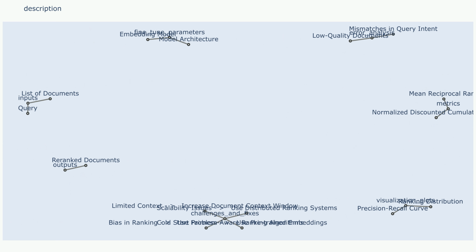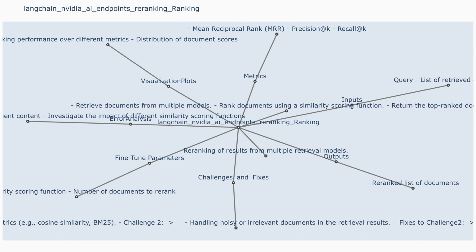Use a more diverse dataset for training the model. You can also add features to the model that represent the document type, which can help it to learn to rank documents more fairly. NVidia AI endpoints re-ranking.